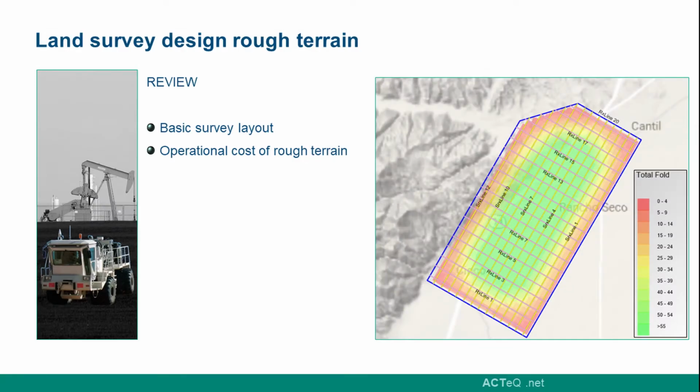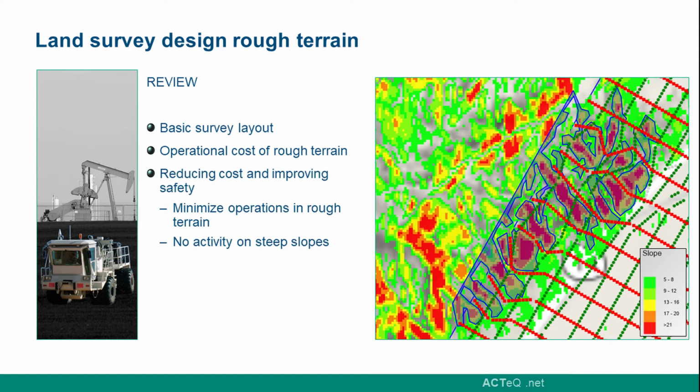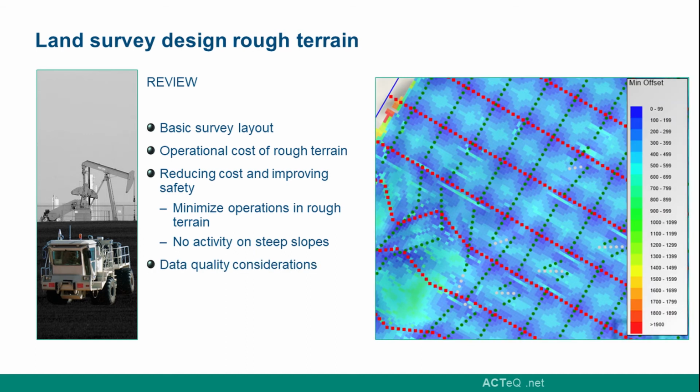Let's briefly review what we've done in this exercise. First of all, we developed a basic survey layout and we examined the operational cost of operating in a rough terrain area. Then we adapted our design to make the survey less expensive and safer to acquire. Then we checked that there were no significant adverse implications to the geophysical data quality of our project. So, with about 2 hours work, we were able to create this survey and then make it safer and less expensive to acquire.